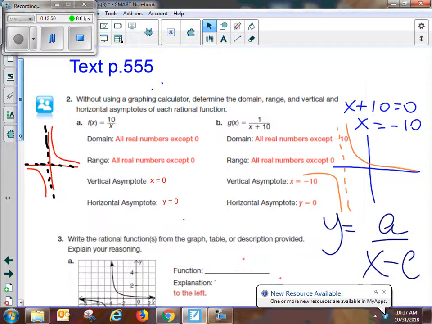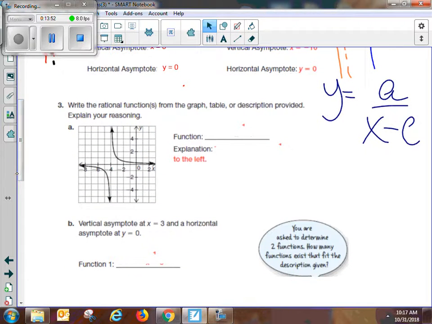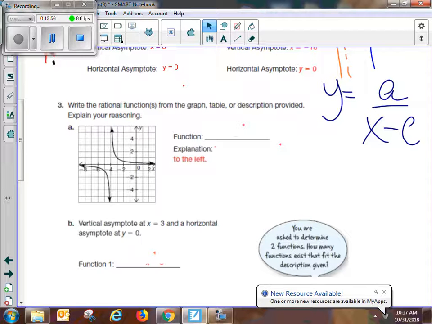Okay, next thought. Now I have a picture. Given a picture, I should be able to write the equation. Now we won't learn about a until we get to the table. So you're still thinking that y equals a over x minus c. Your a until I tell you is 1, okay? Because you don't have enough information, enough detailed points to do anything else.